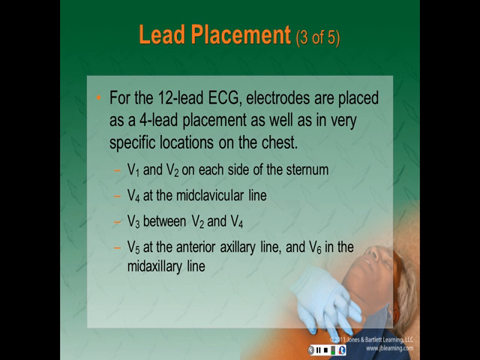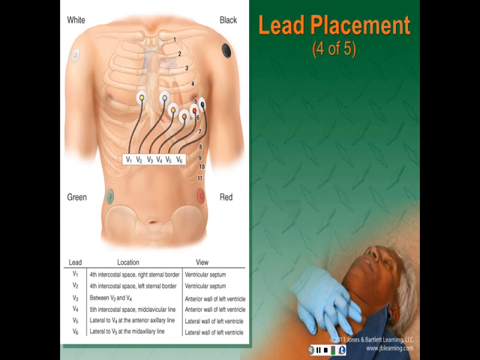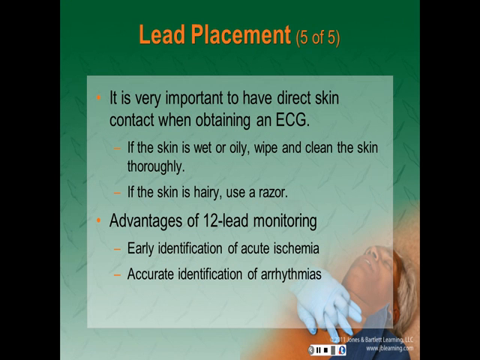When using a 12-lead ECG, electrodes are placed as in the 4-lead placement as well as in very specific locations on the chest. Position the V1 and V2 leads on each side of the sternum at the 4th intercostal space. V4 is placed at the 5th intercostal space in the mid-clavicular line. V3 is then placed between 2 and 4. V5 is placed in the anterior axillary line, and V6 in the mid-axillary line at the 5th intercostal space. And you see the proper placement here, and this tells you also the views of the heart you're seeing.